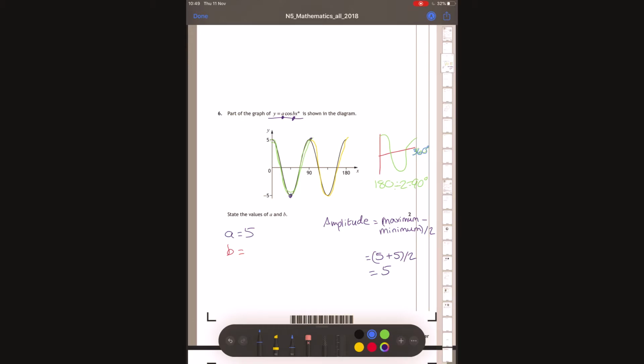So then you ask yourself the question, how many of these miniature cosines can I fit in one big cosine? Well, that'd be 360 divided by 90, which is 4. So the value of B is 4, because B is asking you how many miniature cosines we can fit in one normal one, and that's your answer. Hope that helped.